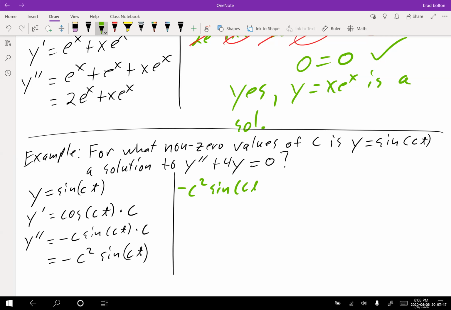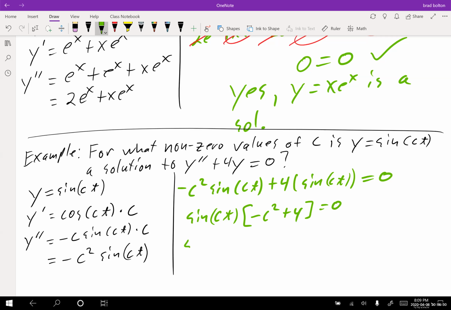So I found that y double prime is negative c squared sine ct plus 4 times y, but we know that y is sine ct. That has to equal 0. Okay. So let's see here. We have what in common? Looks like we have sine ct in common, so I'm going to factor that out. So we have sine ct times negative c squared plus 4 equals 0. So I could just rewrite this a little bit cleaner.